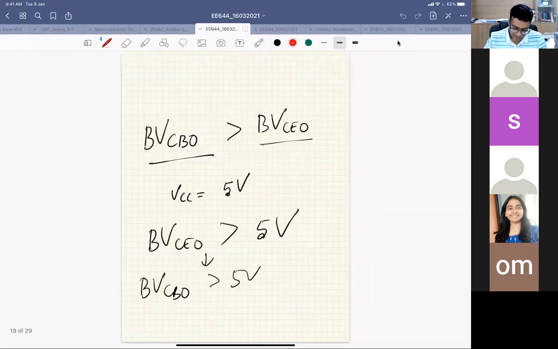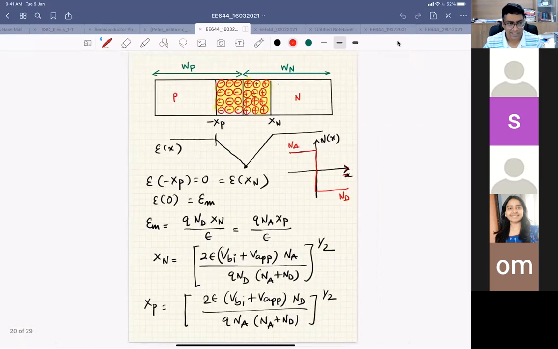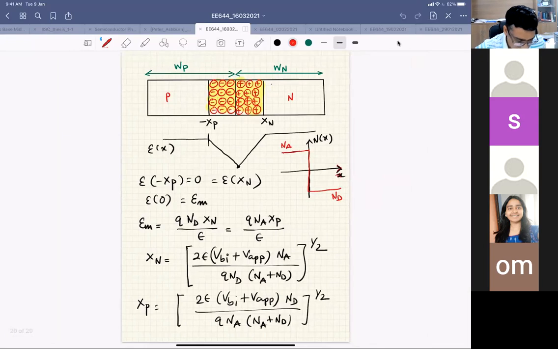So let's start by talking about BVCBO. The collector-base junction is a reverse biased junction, because in the typical operation of a bipolar junction transistor, your collector-base is reverse biased, right? If you look at the doping on both sides of the junction, on one side I have base doping, and on the other side collector doping. Base doping and collector doping are not very high, so typically avalanche multiplication happens, and the breakdown is mostly because of avalanche breakdown, right?